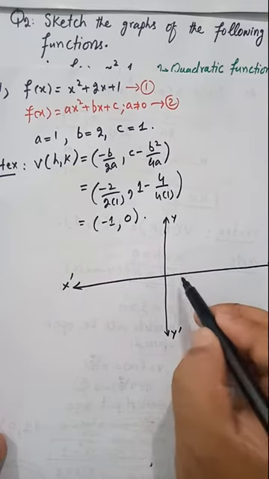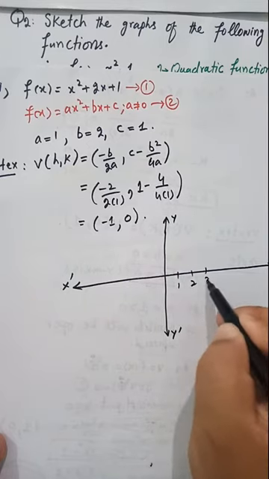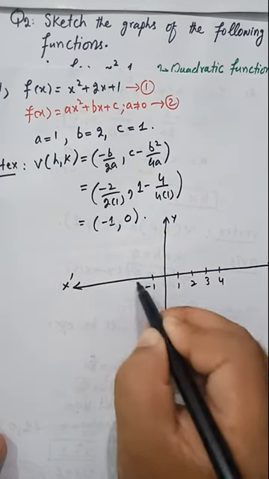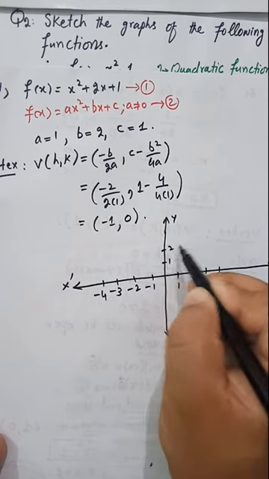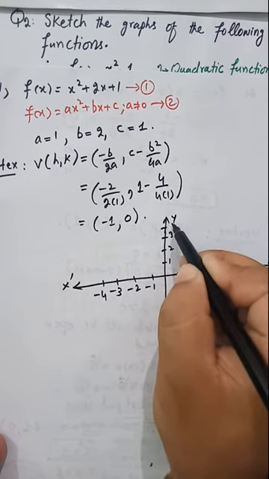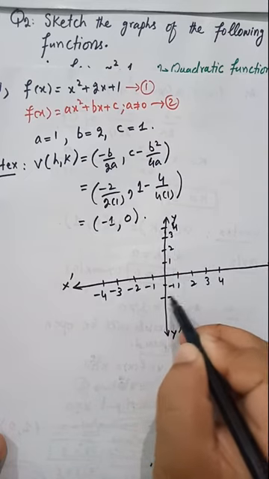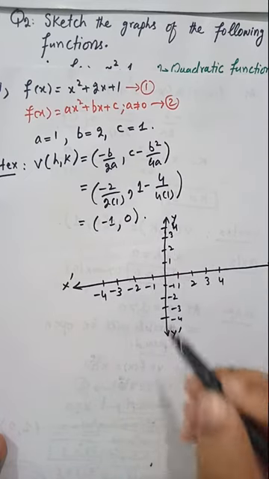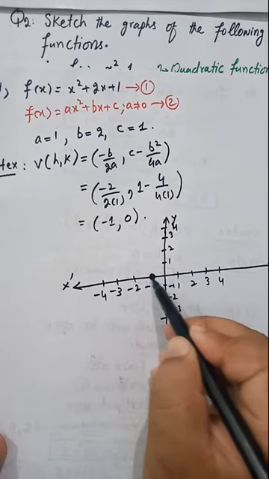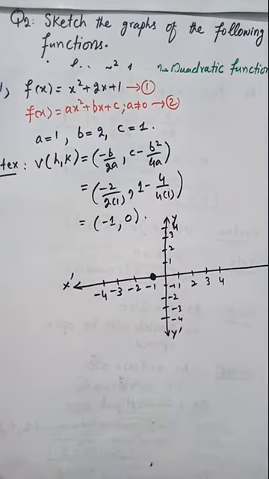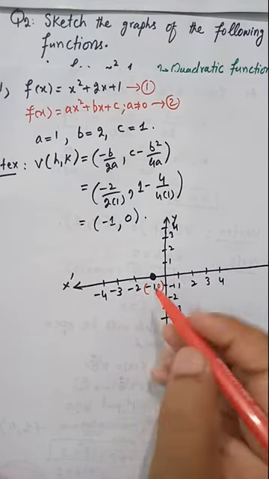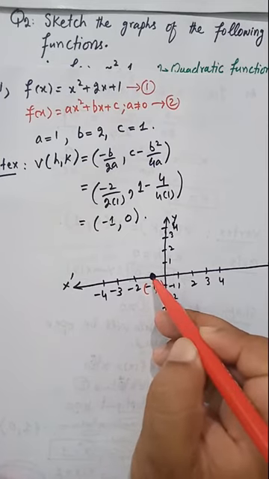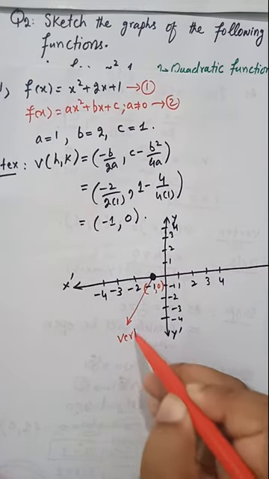This is my y-axis. So let's say this is 1, 2, 3, 4, minus 1, minus 2, minus 3, minus 4, and on the x-axis 1, 2, 3, 4, minus 1, minus 2, minus 3, minus 4. So minus 1, 0 is this point. This one is my vertex. This is the vertex.